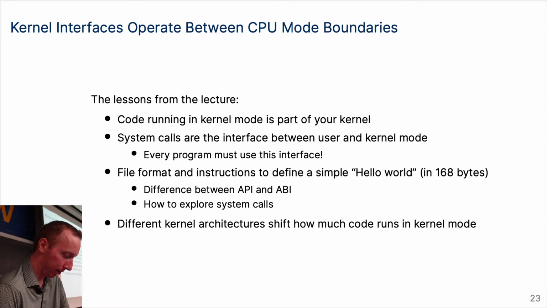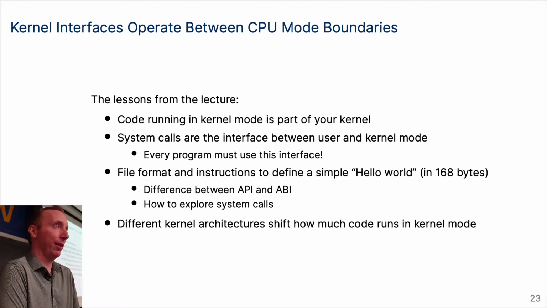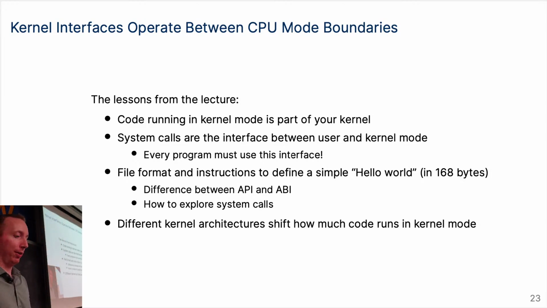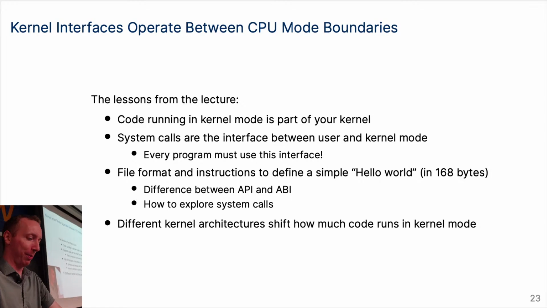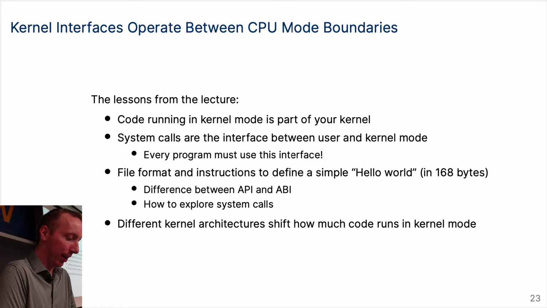Okay, well then, let's wrap up. The important thing to know here is that the kernel is what's operating between the 2 CPU modes. Code running in kernel mode is the kernel. Luckily that's a tautology, that's easy to remember. And system calls are the interface between user mode and kernel mode, and everything has to go through this. So after the lecture, go ahead, write hello world in Python, use strace on it, and just see what happens. You can use that for any of the programs you've written. I guarantee they will all use the same interface.